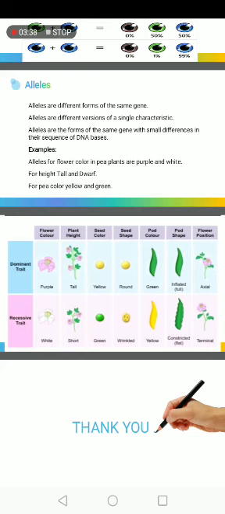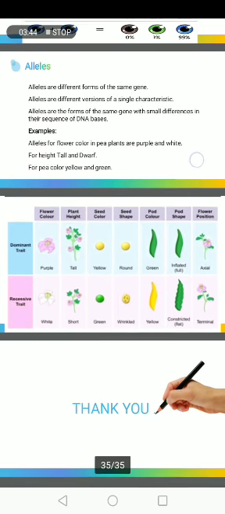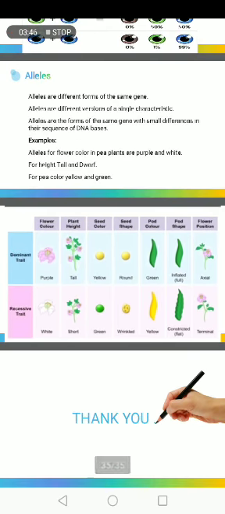The dominant allele is represented by a capital letter, and the recessive allele is represented by a lowercase letter. For example, here alleles for flower color in pea plants are purple and white, for height tall and dwarf alleles, for pea color yellow and green, and so on.